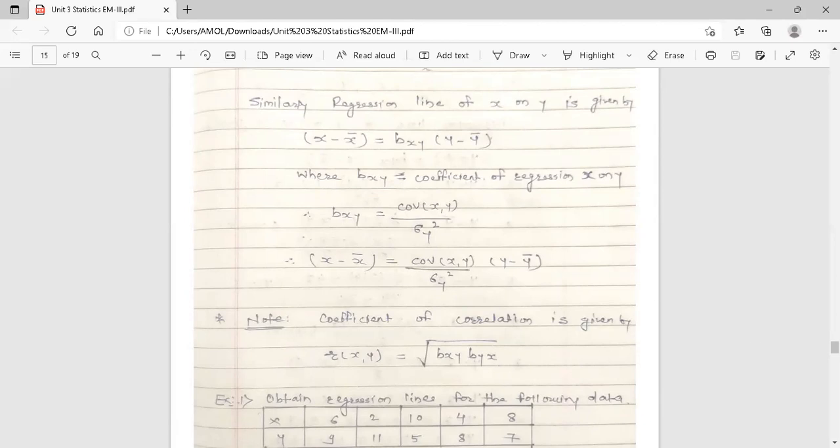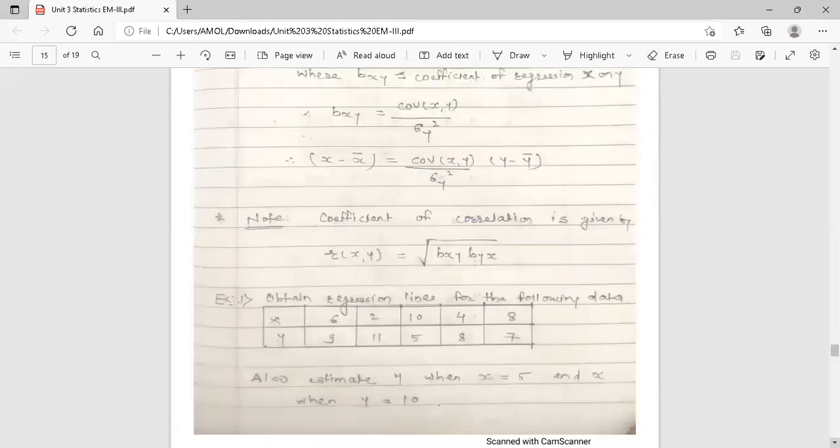Note that here the coefficient of correlation is calculated from the regression coefficients, and the formula is: coefficient of correlation r of xy is equal to the square root of bxy into byx. Bxy and byx are the regression coefficients of x on y and y on x respectively.